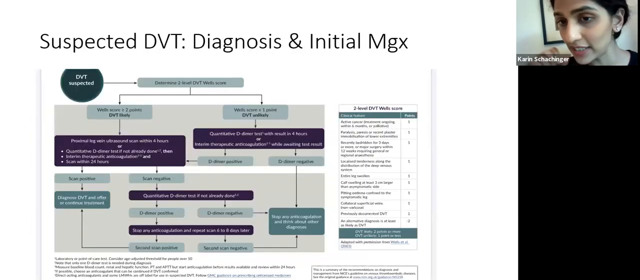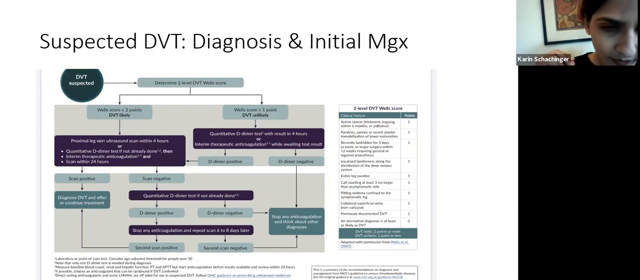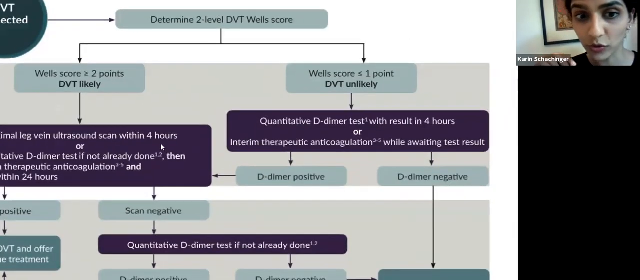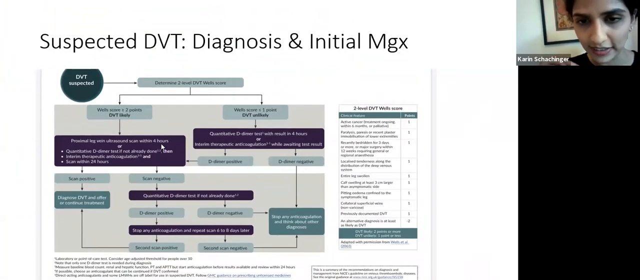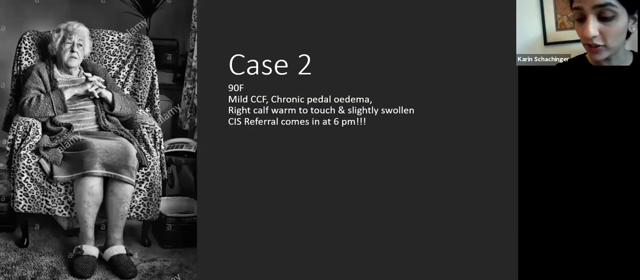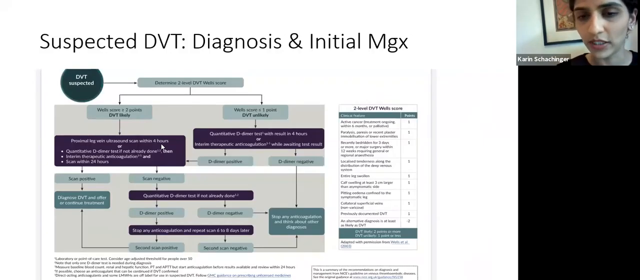This is a screenshot. It's a fabulous flowchart that NICE and BNF have made of how to manage a DVT. So you can see Wells score more than 2, DVT likely. So you immediately send them for a scan within 4 hours. And then the second part, don't look at it. I'm going to go into details of that in the next case. We'll cover all of this. This is just there for you to look at later, okay?